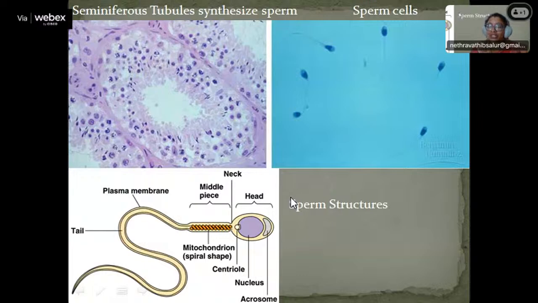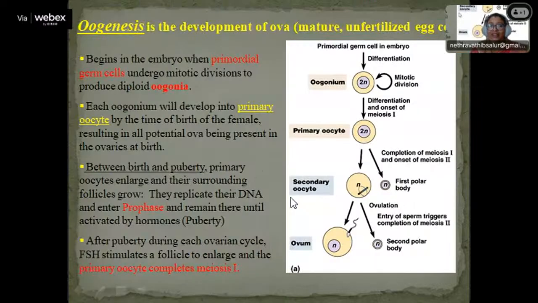Human reproduction chapter is completely about diagram-related questions. Okay, so let us move on to the next slide, that is oogenesis. Oogenesis is nothing but the development of the egg from the ovary. Inside the ovary, the egg will be formed.